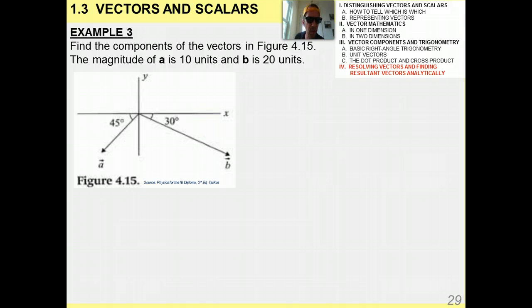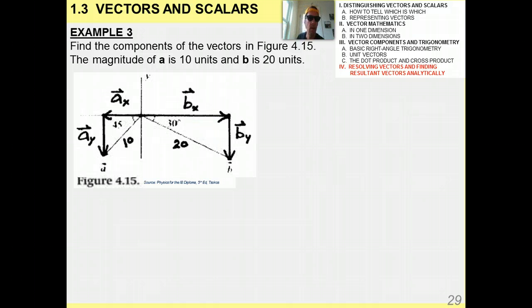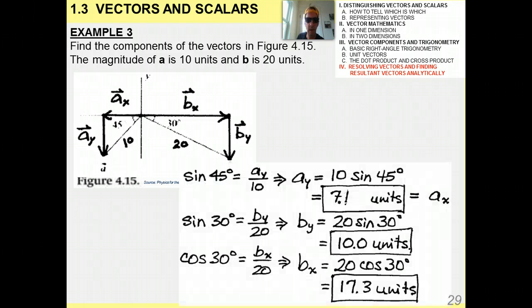And you can see that A is 45 degrees below the negative x-axis and B is 30 degrees below the positive x-axis. So I've redrawn this. Here's my Ax, my Ay, Bx, By. I've labeled the magnitude of 20, so we're good here. Note that the sine of 45 equals Ay over 10. That's correct.